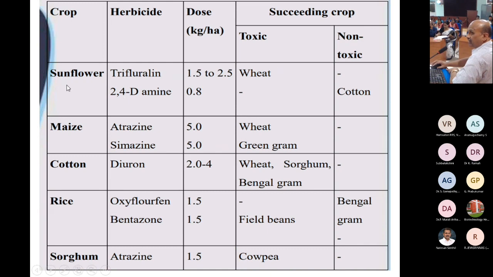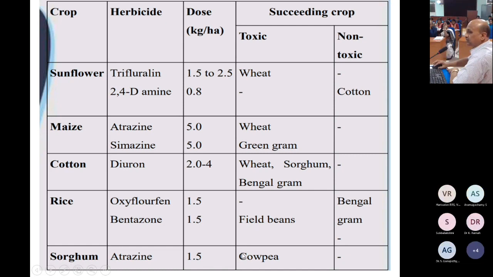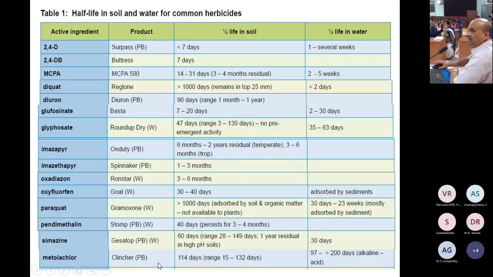Take for example, in the case of sunflower, trifluralin and 2,4-D have a phytotoxic effect on wheat. In the case of maize, atrazine and simazine, as you know, are very much used to control weeds, but they have a residual effect on the performance of succeeding crops. In cotton, diuron is used, affecting wheat, sorghum, and Bengal gram. In rice, oxyfluorfen is used, and it also has residual toxicity on field beans. Atrazine used in sorghum affects cowpea.